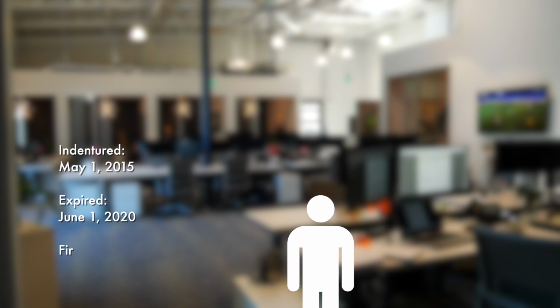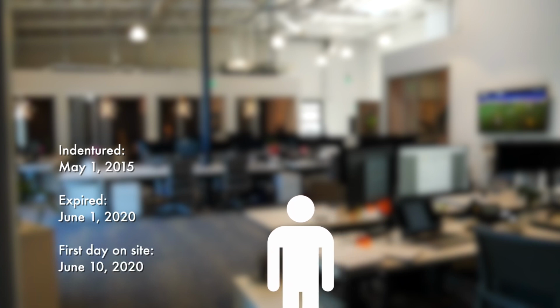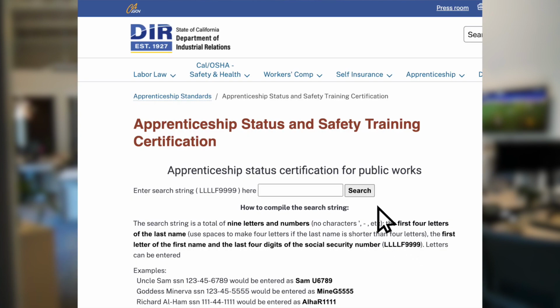If an employee does not have this registration, they cannot be classified as an apprentice, and they must be paid the journeyman rate when working on a public works project. This is also applicable if their apprenticeship status has expired by the time they work on site. You can access this information using the DIR Apprenticeship Status Lookup tool.